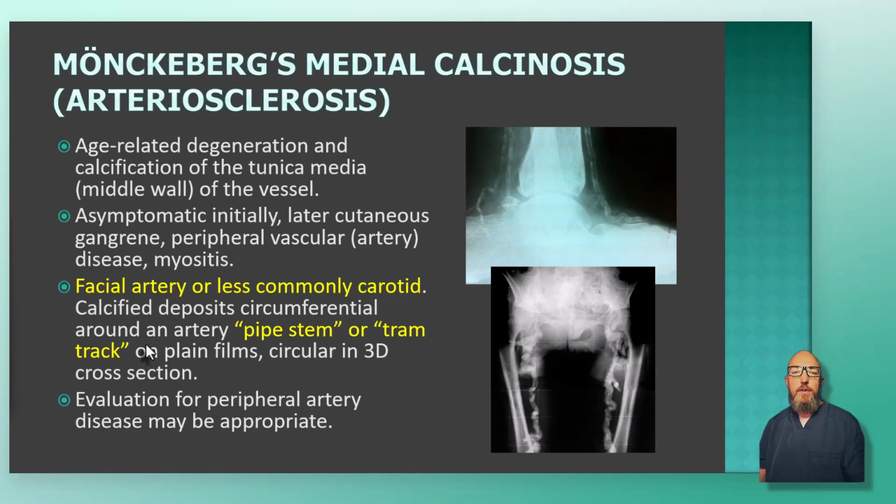It's a little bit different. You don't have to specify. You can just say arterial calcifications. Maybe you can mention that it looks more like medial calcinosis as opposed to atherosclerotic plaque. But these are people who are more at risk of peripheral artery disease.